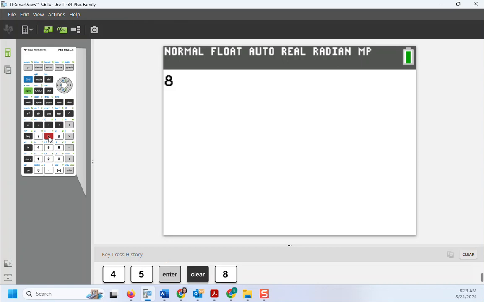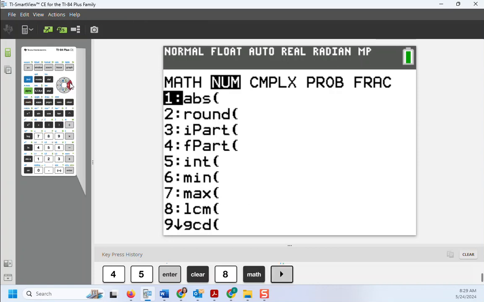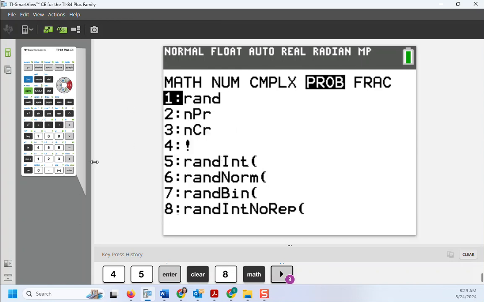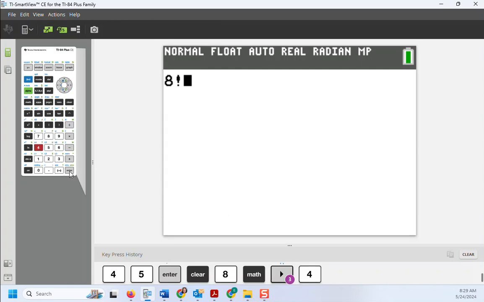If you press the 8 and then you press math, you can go over to probability, and it's choice 4. All right, and that's going to give you the answer for 8 times 7 times 6 times 5 times 4 times 3 times 2 times 1. So it's 40,320.